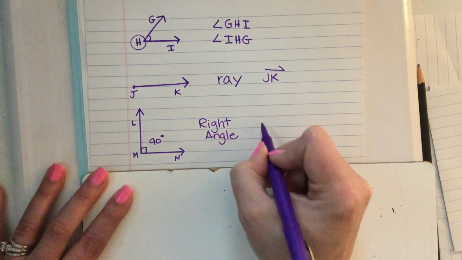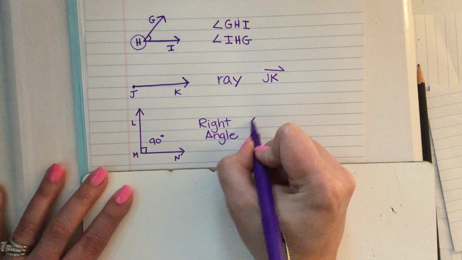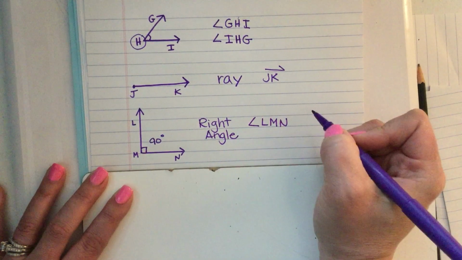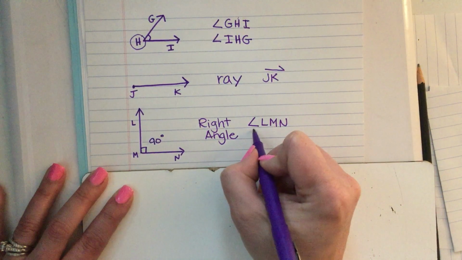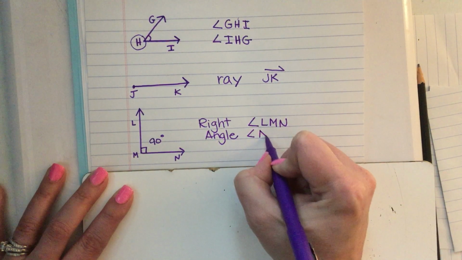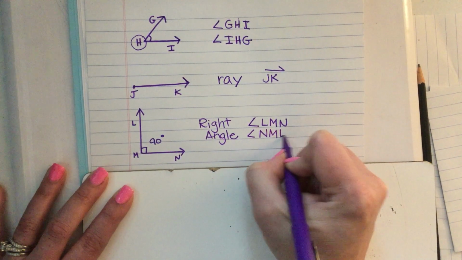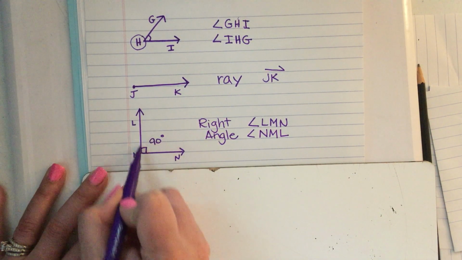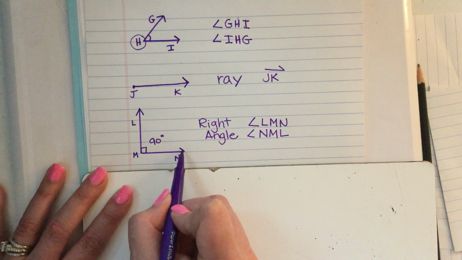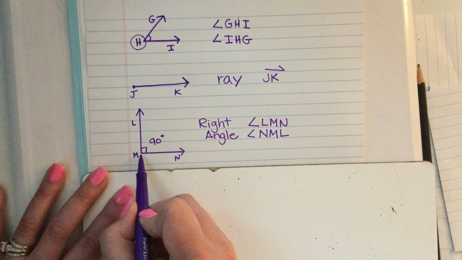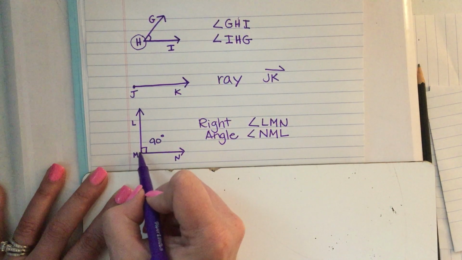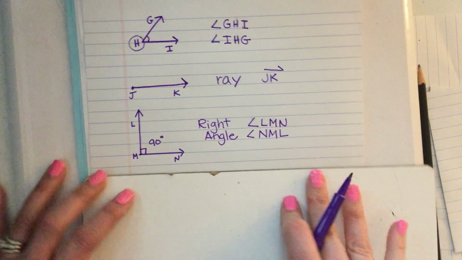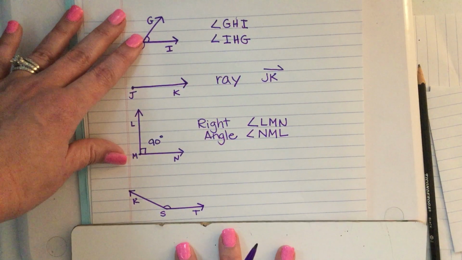Okay, and we can call it angle L, M, N, or we could also call it angle N, M, L. Remember, you just follow along. So you follow from the top, L, M, N, or you can go the other way, N, M, L. But M is that part right at the vertex, so it always has to be in the middle. Okay? All right, let's look at this next type of angle.